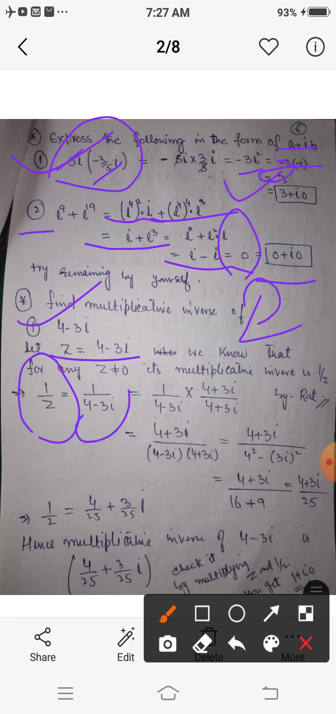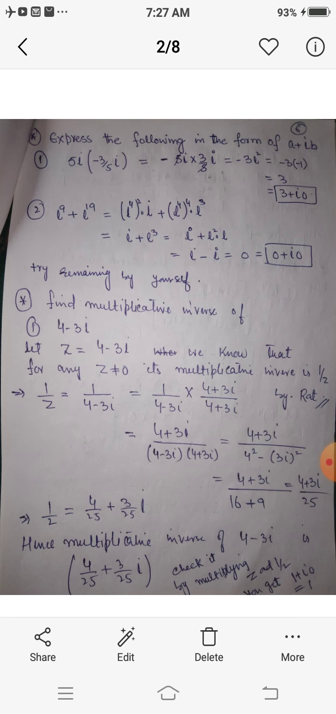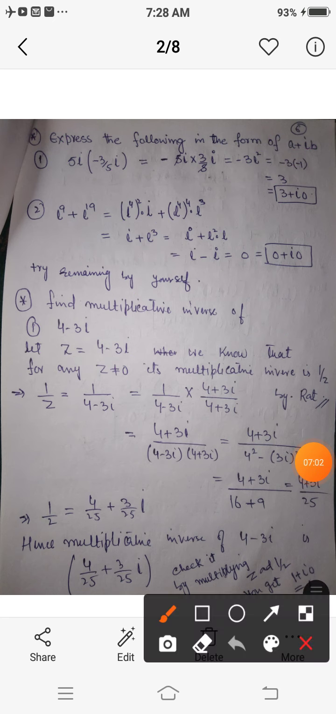Now we have to convert this complex number firstly into the form of a plus ib. For this we need rationalization, that is we have to multiply and divide this by 4 plus 3i upon 4 plus 3i. Now after simplifying, using in the denominator (a minus b)(a plus b) equals a squared minus b squared, we get, after solving this, 4 plus 3i upon 25.